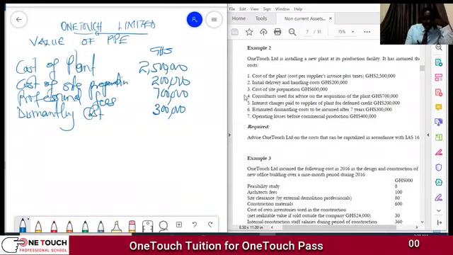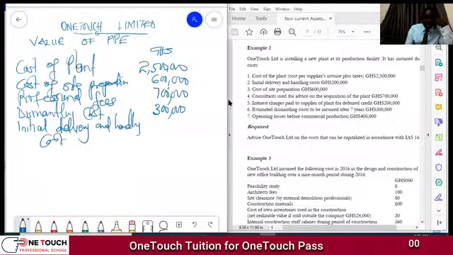Initial delivery. Oops. Hold on. The cost of site preparation is 600,000. Professional fee 700,000. Dismantling cost is 300,000. Then initial delivery and handling cost. That is 200,000. Good, good.